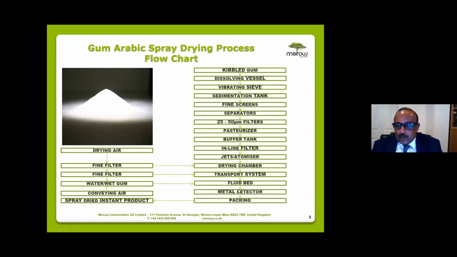Normally, for the fluid bed, you make a bed of the spray dried particles, then you spray water, which helps to stick the particles together and make clusters, which definitely increases the dissolving, the dispersibility and the hydration of the gum Arabic.